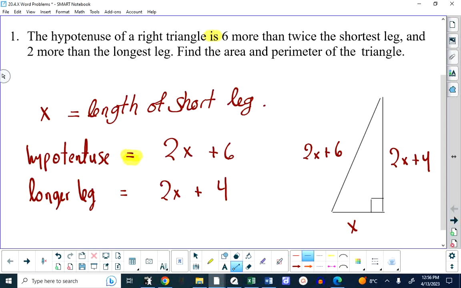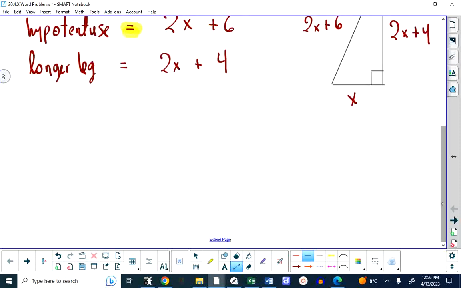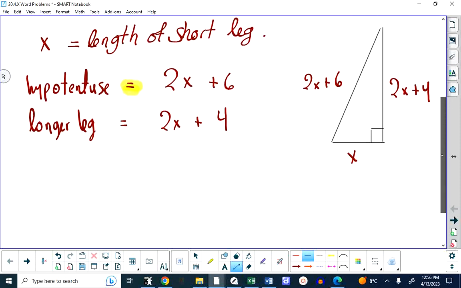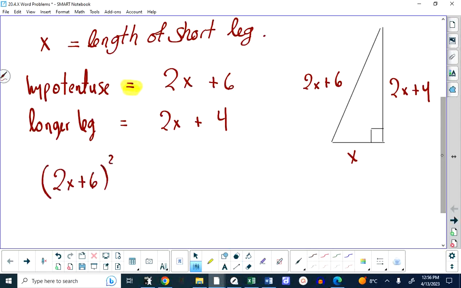Christy? Right, the Pythagorean theorem. The hypotenuse squared is equal to the sum of the squares of the other two sides. And if you're more of an abstract thinker, I don't think you really need this diagram to proceed. Because if the hypotenuse is 2x plus 6, then when I square that, I have to get (2x plus 4) quantity squared plus x quantity squared.